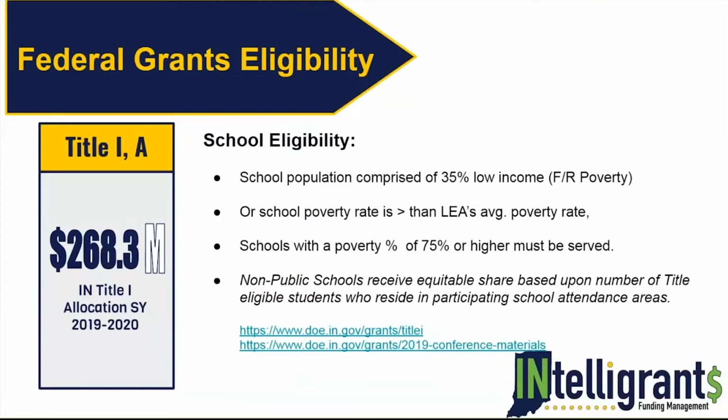Schools with a poverty rate of 75% or greater must be served. Non-public schools receive an equitable share based upon the number of Title I eligible students who reside in participating school attendance areas. So, to clarify and recap, formula counts, composed primarily of census poverty counts, determine an LEA's overall allocation, and free or reduced lunch rates determine which schools within each LEA can be served with that money and in what order.